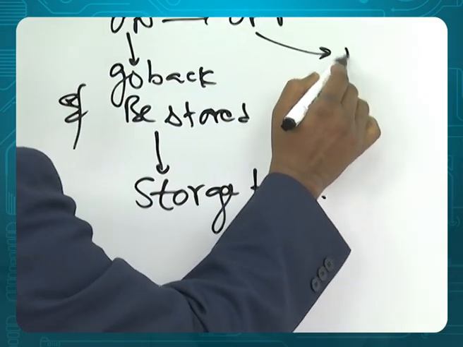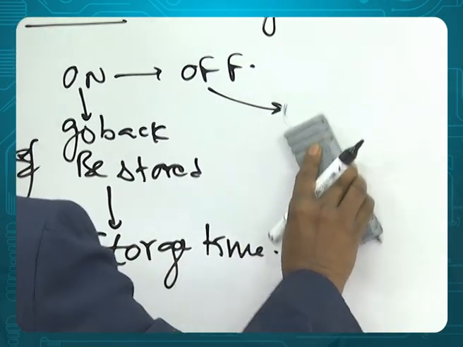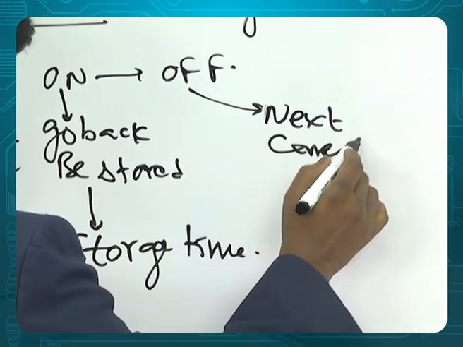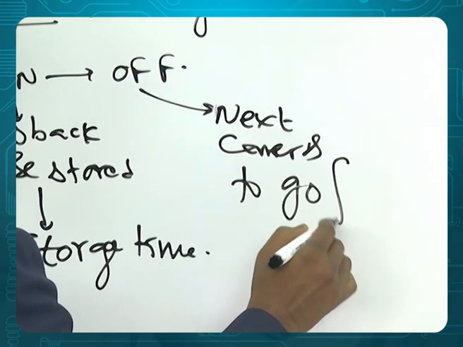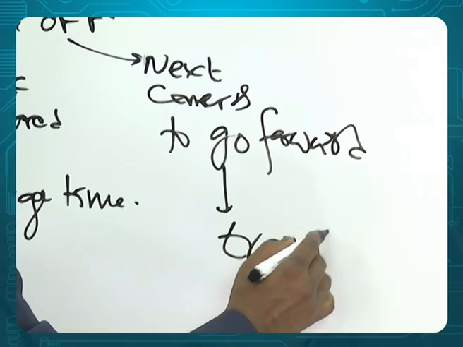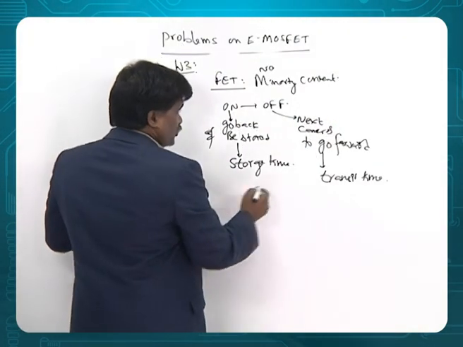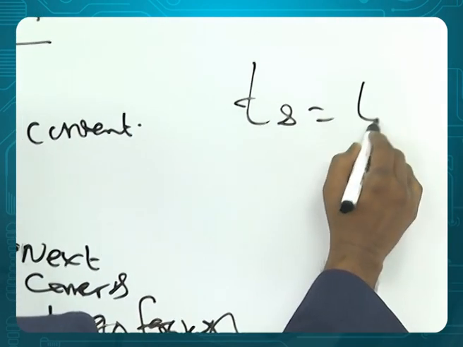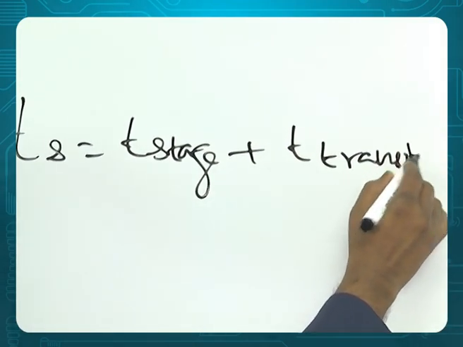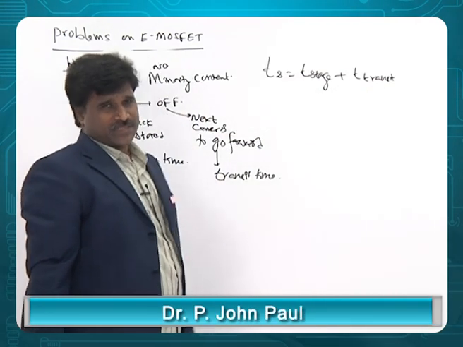And for the next carriers to go forward, that is called transit time. So these are the things. So generally the total switching time is equal to storage time plus transit time. Storage time, transit time. Understand?